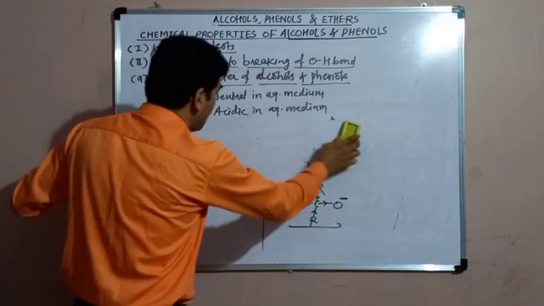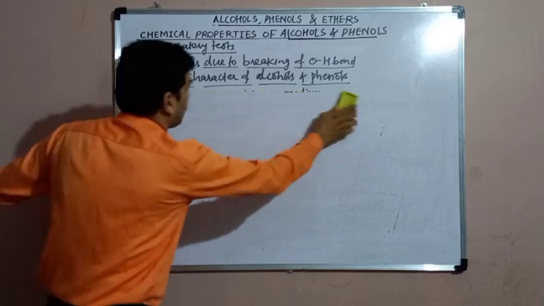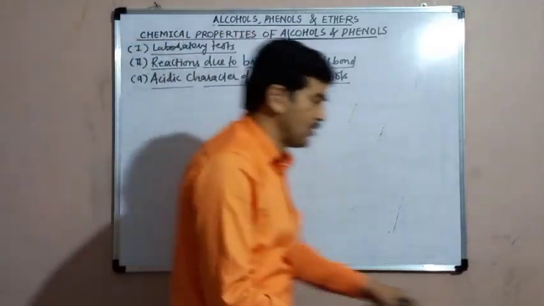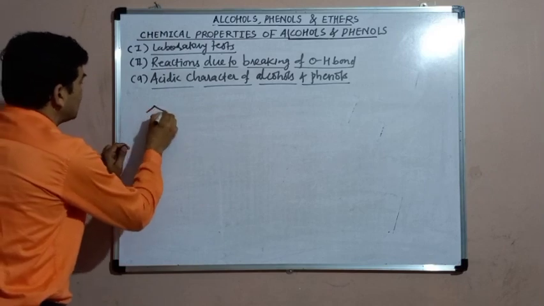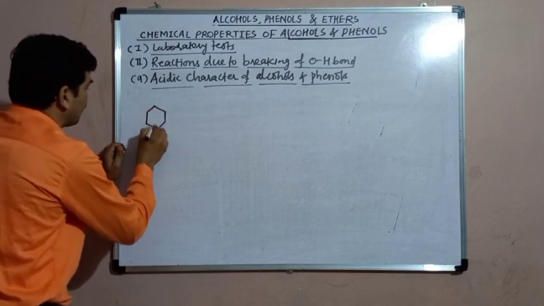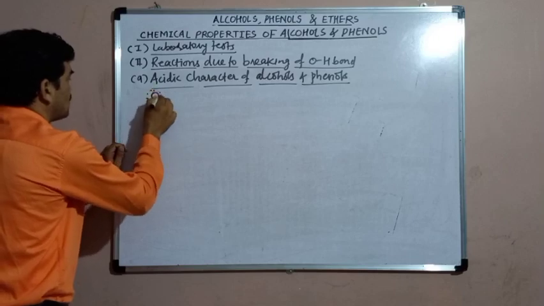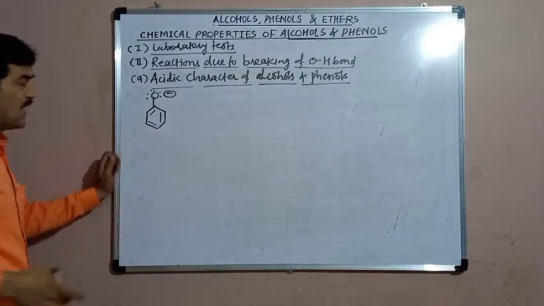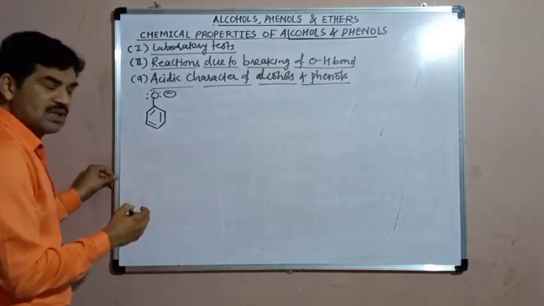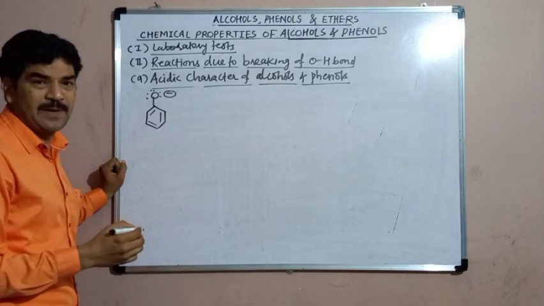When phenols undergo ionization, they produce the phenoxide ion. This is the phenoxide ion which is formed by the ionization of phenol. The electronic effect which occurs here is the resonance effect.